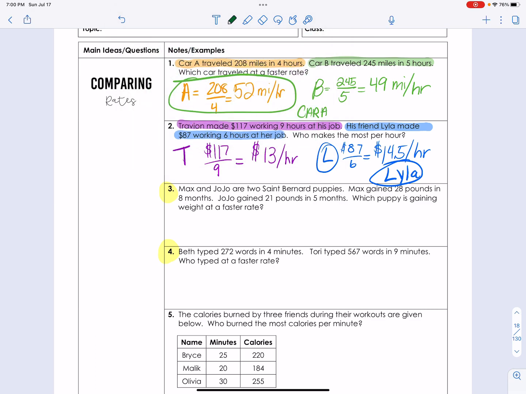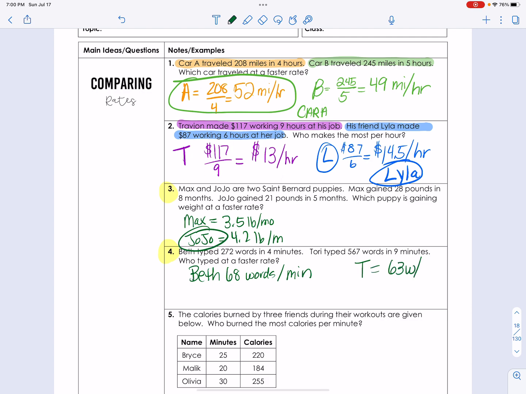Okay, I'm not going to show all the work. I'm just going to write the answers. Let me know if you need help. Max was, oops, sorry. I was looking at the wrong thing. Max was 3.5 pounds per month. And JoJo was 4.2 pounds per month. So JoJo was the winner. Okay, on the next one, Beth was 68 words per minute. And Tori was 63 words per minute. And so Beth was the winner.